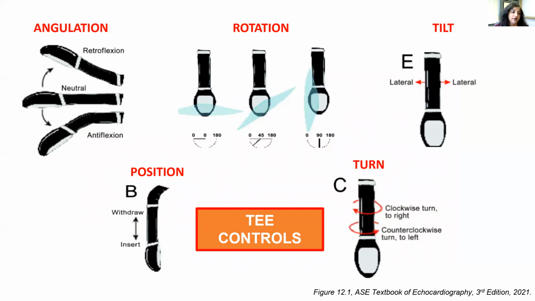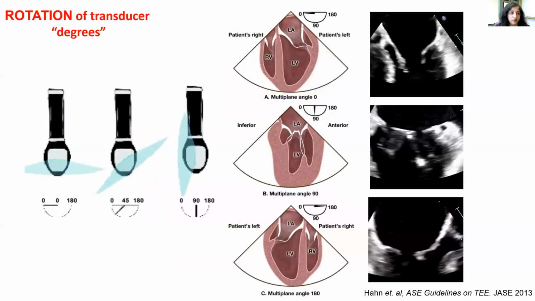And these are the 5 main maneuvers that are performed in TEE. Angulation, rotation, tilt, position, and turning. And we'll talk about using these maneuvers as we go through TEE views in the next part of this talk. So when we rotate the transducer, we increase degrees, basically to rotate the plane at which the transducer is visualizing the heart.